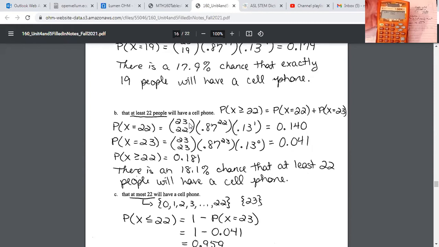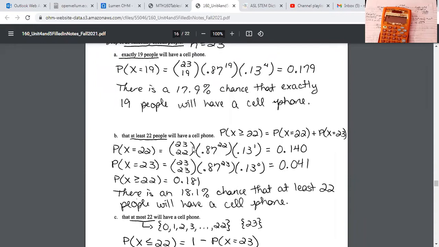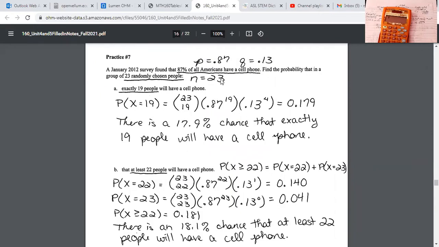Now, in order to actually do this using the calculator, and let me clear this out, you're going to start by typing in 23 because you want 23 choose 22, right? So where do we get the 23 from? That's just from the problem itself. Do you see my screen here, where it says at least 22 people will have a cell phone? We are told that n is equal to 23. Oh, n is the random sample. Yes, n is the number of values in your sample.